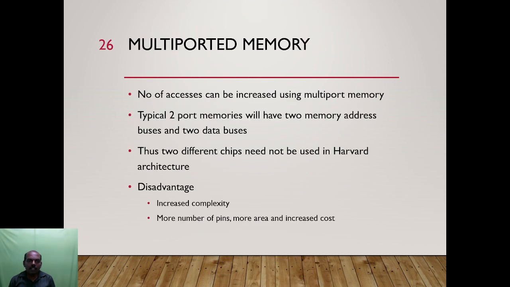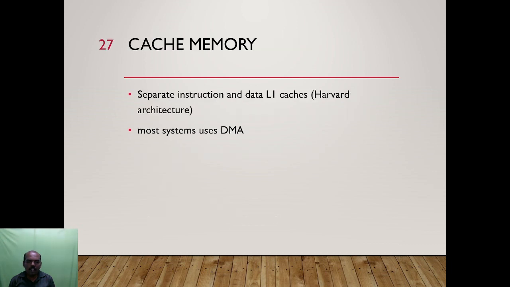Multi-ported memory. The number of accesses can be increased using multi-port memory. Typical 2-port memories will have 2 memory address buses and 2 data buses. Thus, 2 different chips need not be used in Harvard architecture. Disadvantage: increased complexity, more number of pins, more area and increased cost.